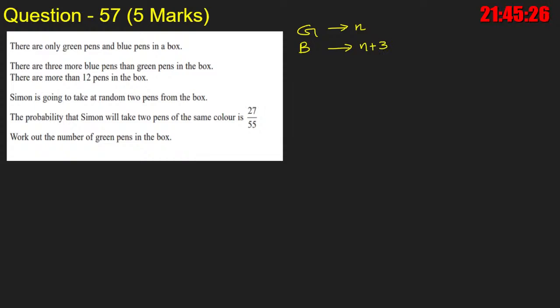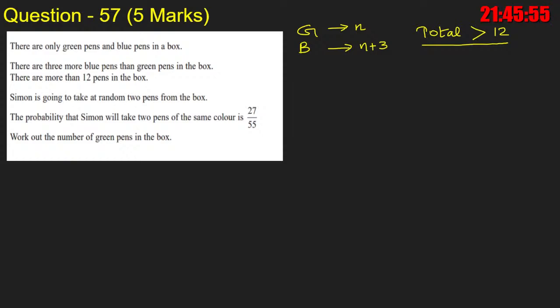There are more than 12 pens in the box. So the green pen is n, and the blue pen is n plus 3. So there are 3 more blue pens than the green pen. So if green pens is n, then blue pens is n plus 3.